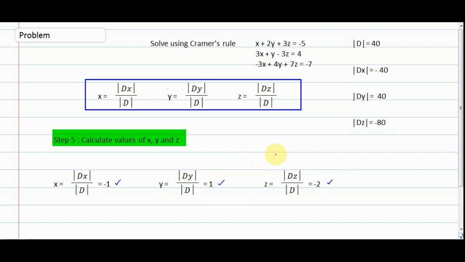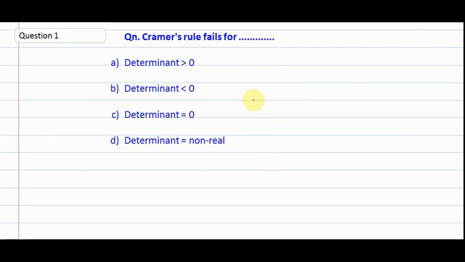Okay, now let's see a few questions related to Cramer's rule. Question number 1. Cramer's rule fails for dash. Option A says determinant greater than 0. Option B says determinant less than 0. Option C says determinant equal to 0. And option D says determinant equal to non-real. So you must be knowing the answer. Here the right answer is option C, determinant equal to 0.